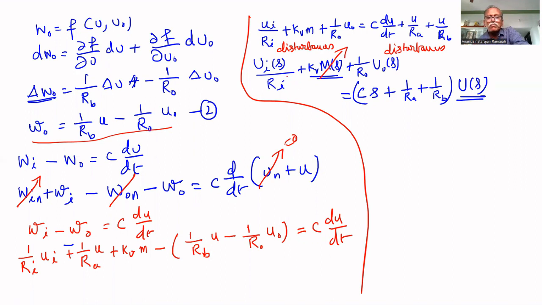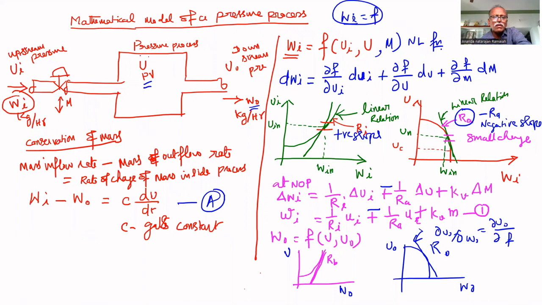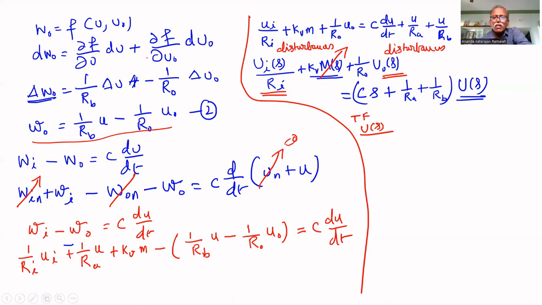If you assume that ui and u naught are constant, then the transfer function is u of s, the output, that is pressure inside the vessel, the variable to be controlled. This is the process variable, already told. This is the process variable to be controlled. U of s upon m of s equal to kv upon Cs plus 1 by Ra plus 1 by Rb.